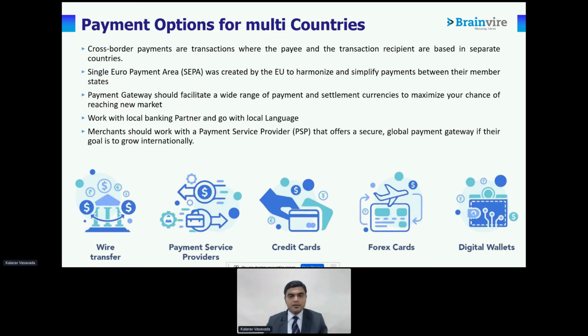Your payment gateway should be available to facilitate a wide range of payment and currency settlement, because you might be from a different country, and your bank or merchant might be in a different country, and their currency transactions are different. So you also need to think about the transaction charges whenever currency conversion happens.